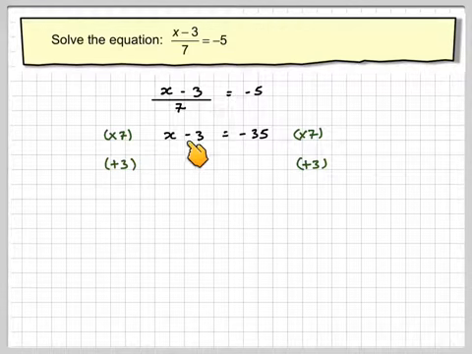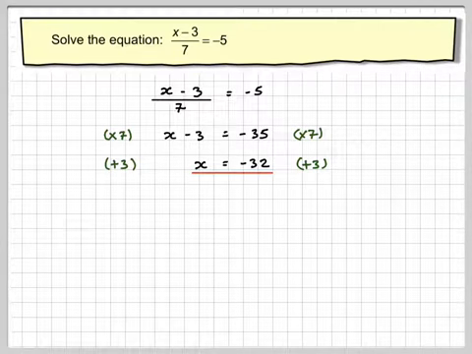Adding 3 to this side, we get x. And adding 3 to this side, minus 35 plus 3 gives me a final answer of x is equal to minus 32. So this has been a video to show you how to solve a very simple equation which has a fraction in it.